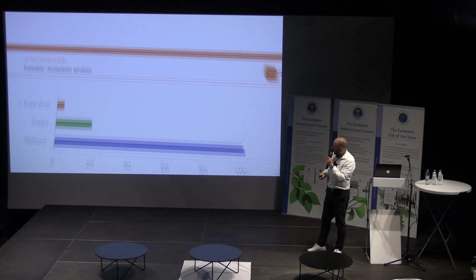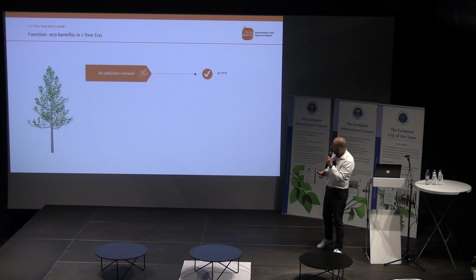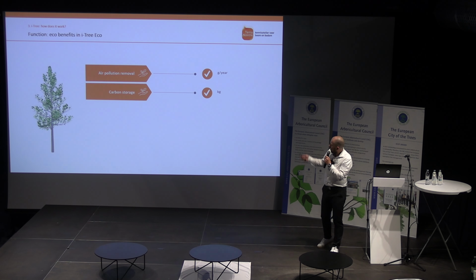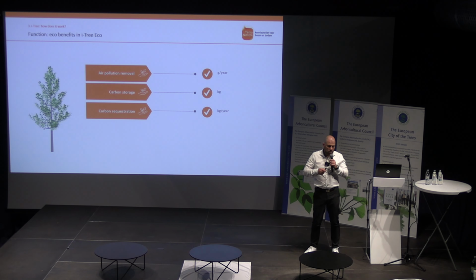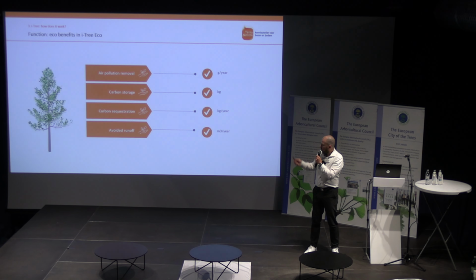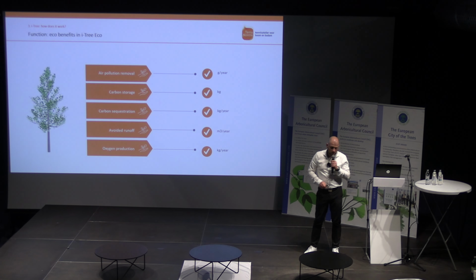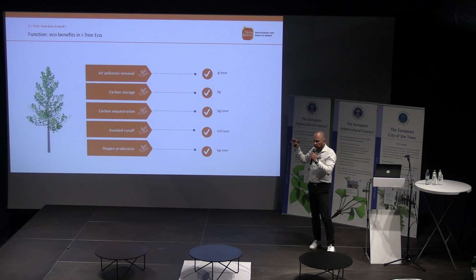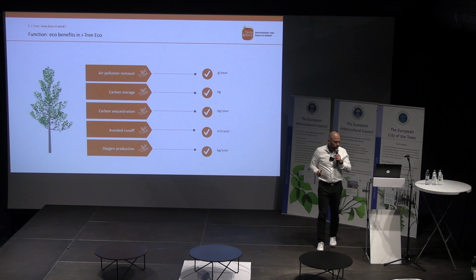And what are the ecosystem services that we can calculate? First of all, air pollution, carbon storage, so the total amount of carbon that is stored, the carbon sequestration, avoided runoff, and oxygen production. So these are the functions of the trees that we can calculate.